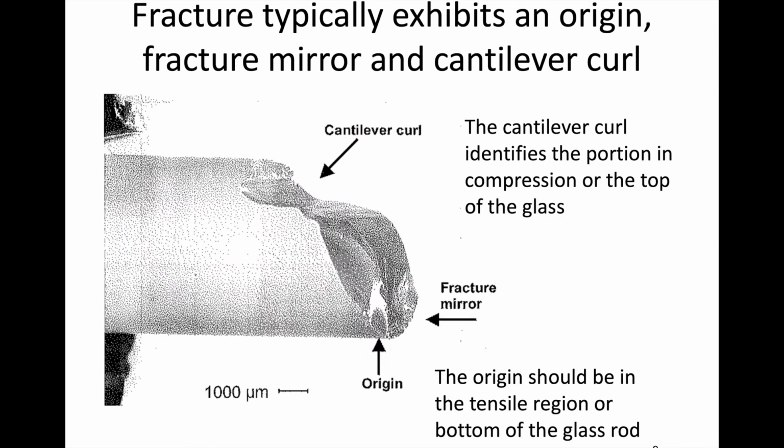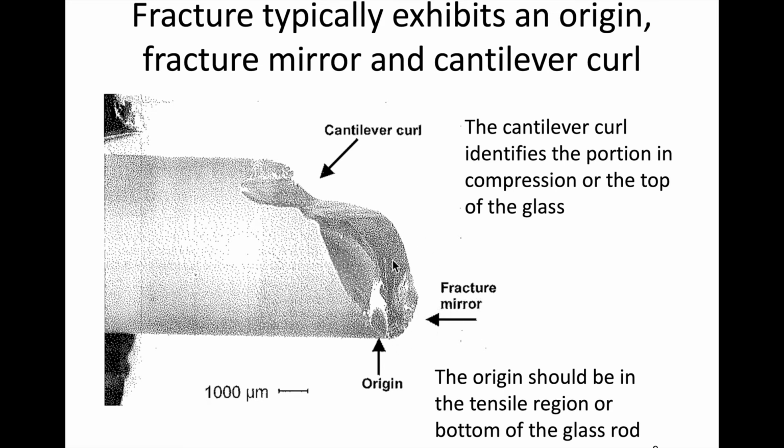All right, so let's look at more macroscopic views of the fracture. If we look at the side of the glass rod that we have, when it fails, we can in general identify where the origin is down here. Again, because the bottom of the glass is under tension, we expect it to break somewhere on the bottom of the glass. So the origin's here, and then we see that mirror region.